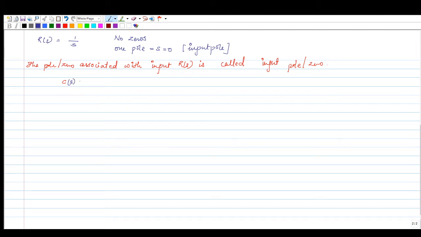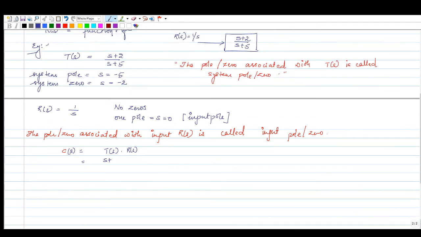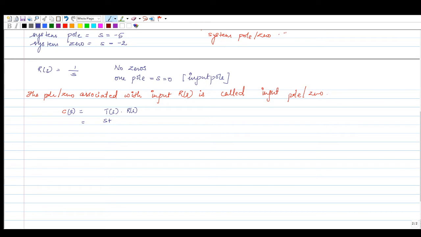So the response of the system is given by C of S is equal to T of S into R of S, where T of S is given by, we will consider the same system, s plus 2 divided by s plus 5 into R of s is 1 by s. So now in order to find out the system pole, we need to partially differentiate this. So when we do partial fractions, we get 2 by 5 by s plus 3 by 5 divided by s plus 5.